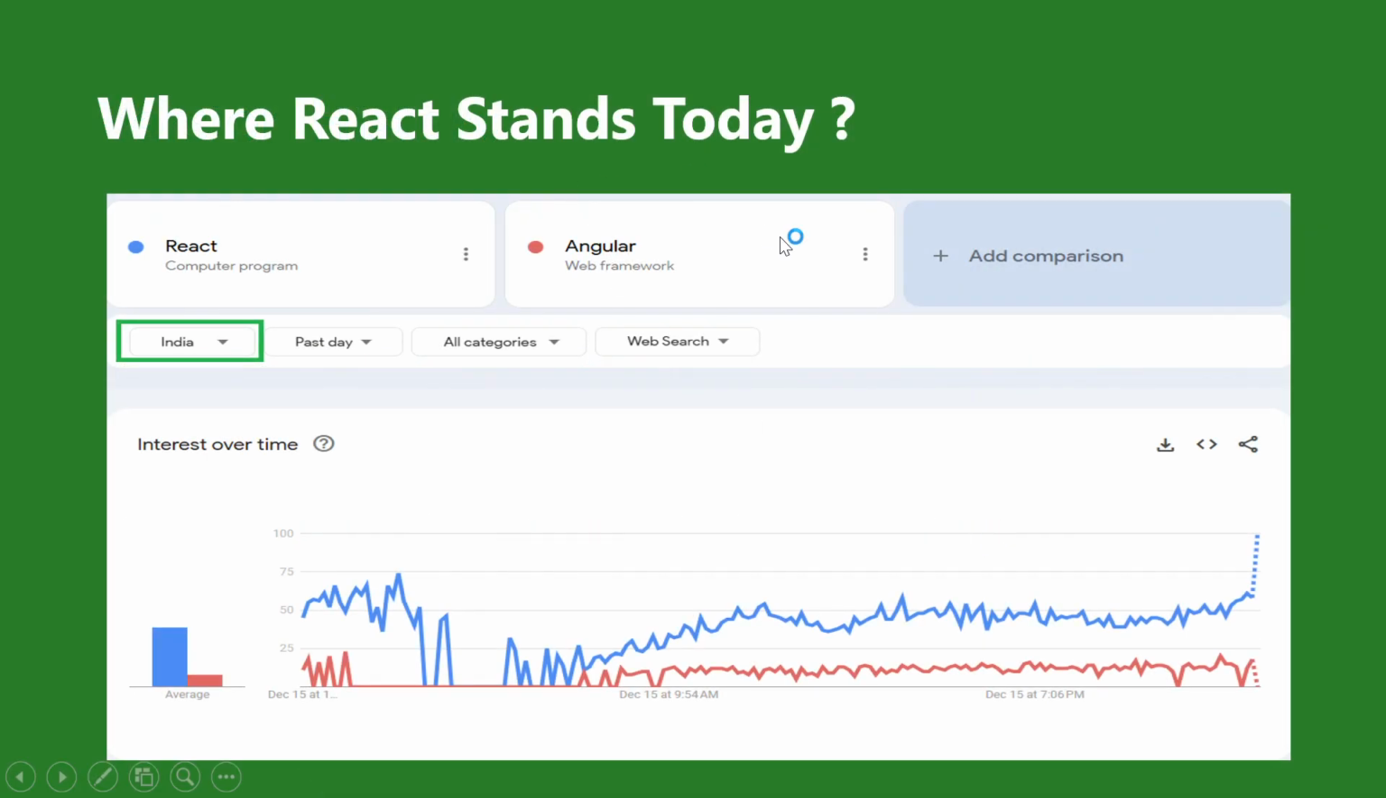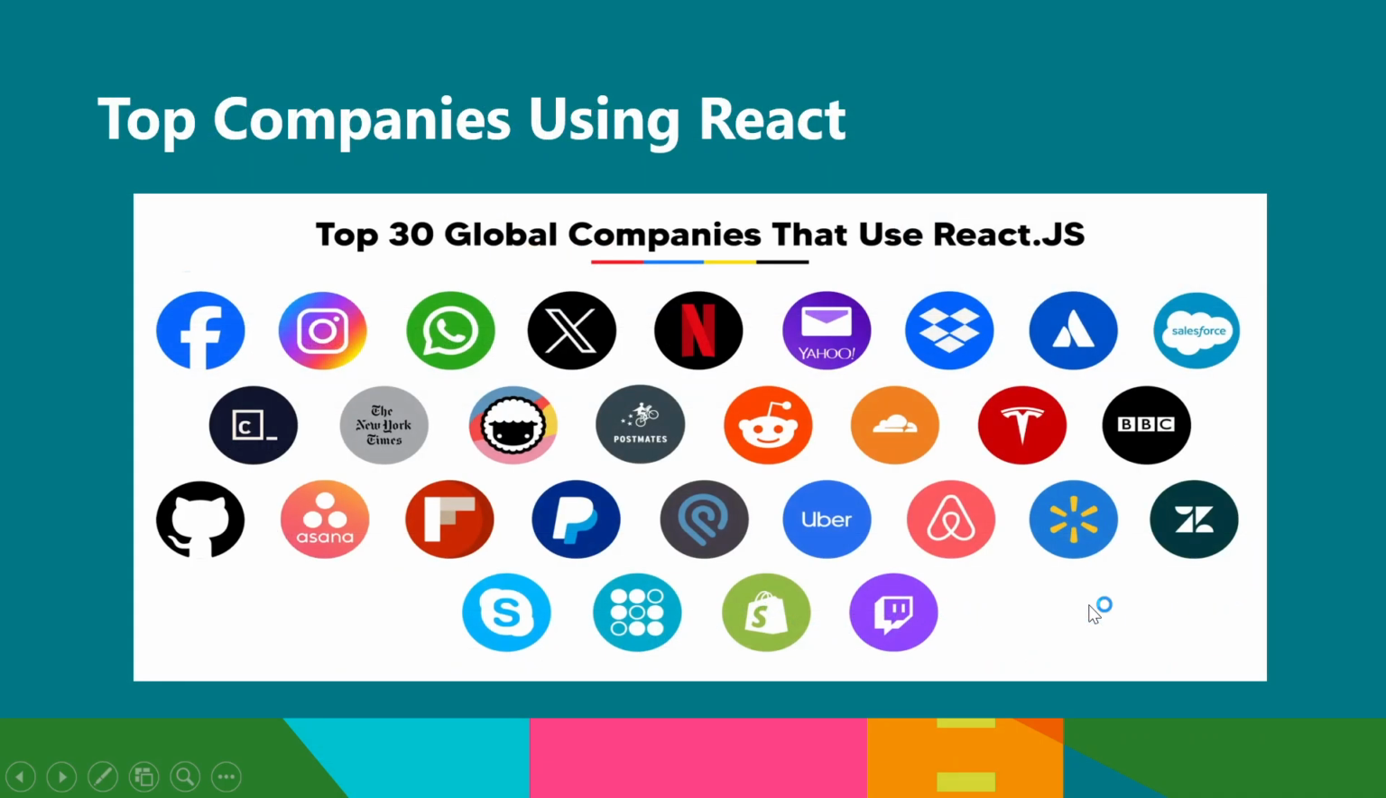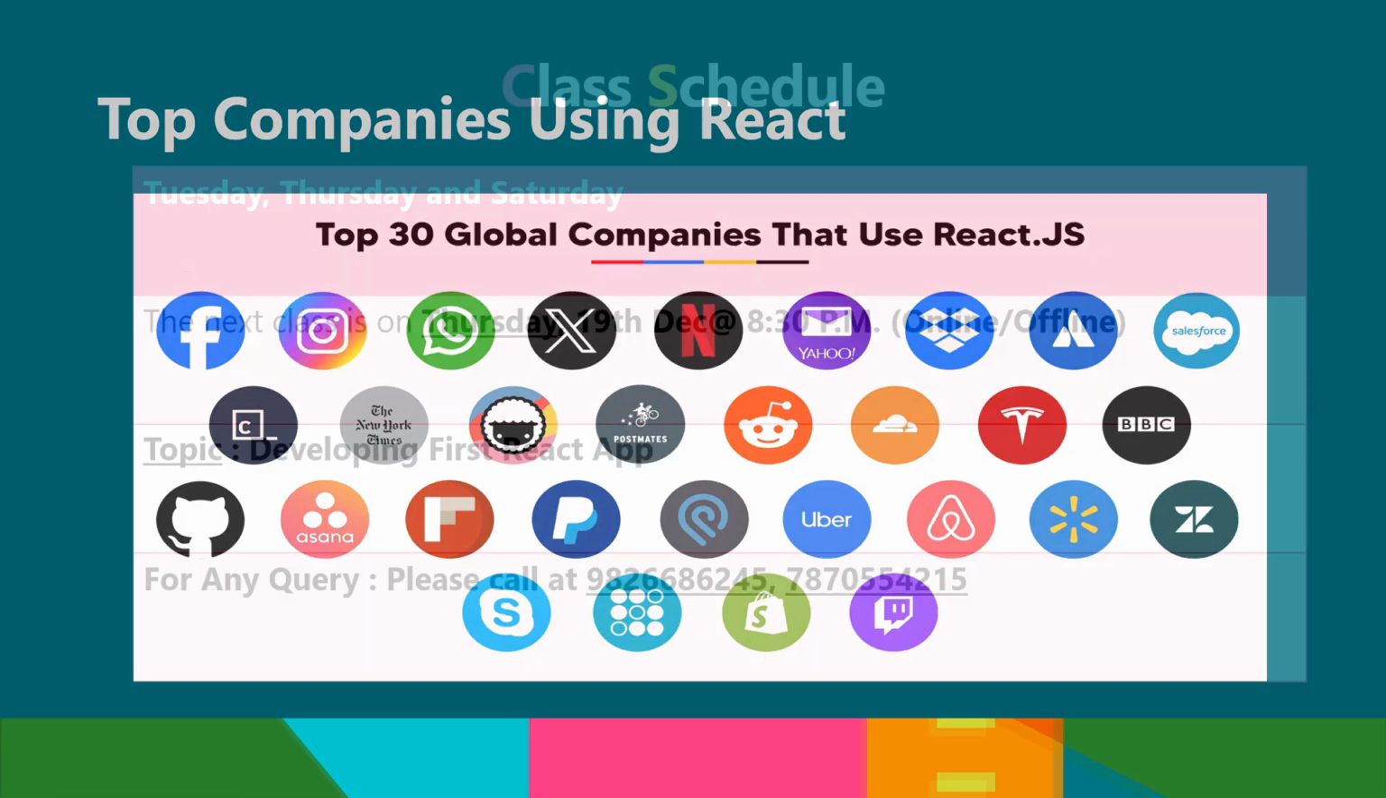Where React stands today: React has captured a big market at the global level. Top companies using React include Facebook, Instagram, WhatsApp, X, and Netflix. These are the kinds of companies using React.